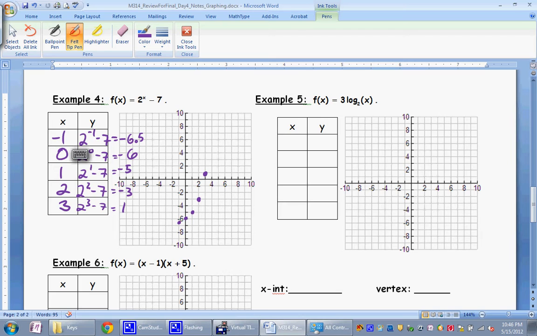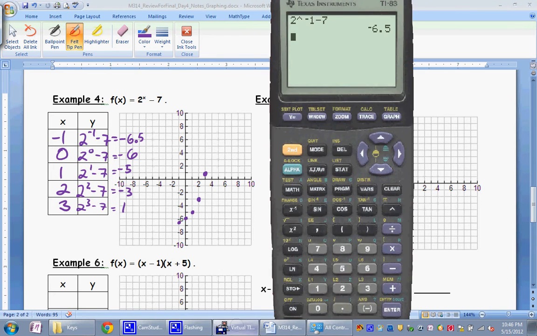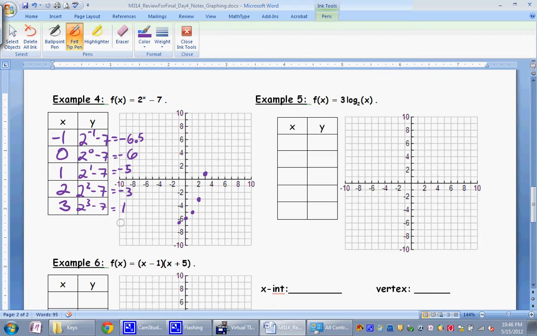Now, the 5 points that I was able to plot just by making a table, if that's not enough to get you a good picture, feel free to go into your calculator, type in 2 caret x minus 7. You can click graph and you can get an idea of what this graph should look like. It's an exponential equation. This curve grows very, very quickly. Very, very fast. It just suddenly shoots up to the right. Like that. Okay, example number 5.